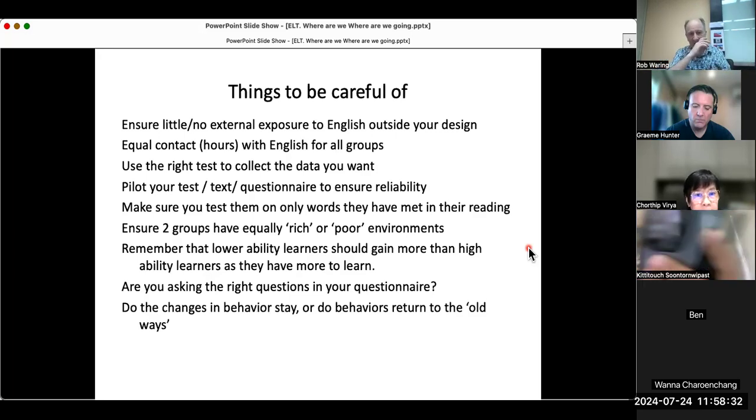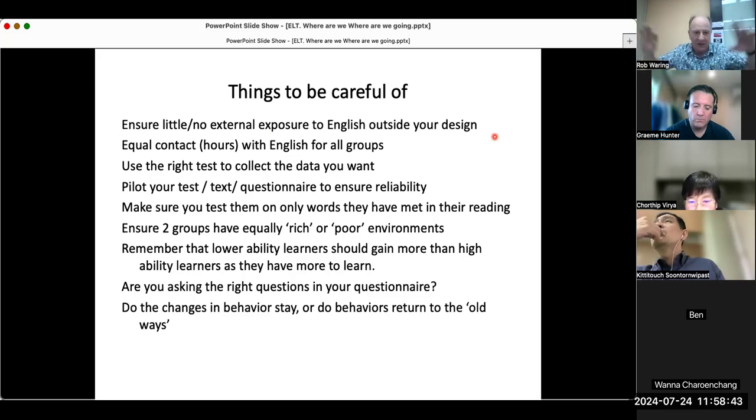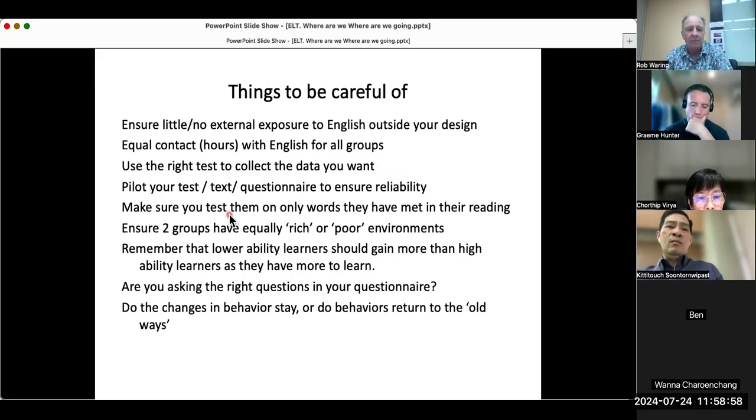If you are doing research in extensive reading, here's a few things you do have to be careful with. Try to make sure there's no external exposure, so your students should be in your class, with no outside input coming in. Make sure that if you're comparing, say, extensive reading with another approach, they have an equal number of hours doing the other approach and your approach. Use the right test to collect the data you want, to make sure you're using the right vocab test, for example. Make sure you pilot your tests and your questionnaires to ensure reliability.